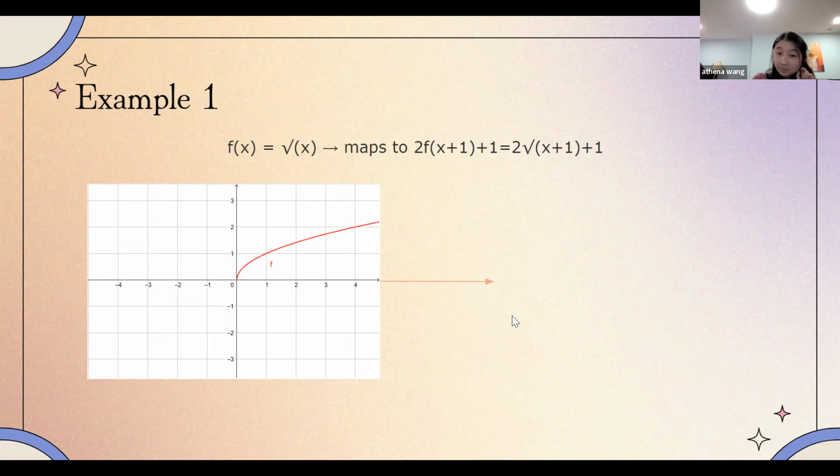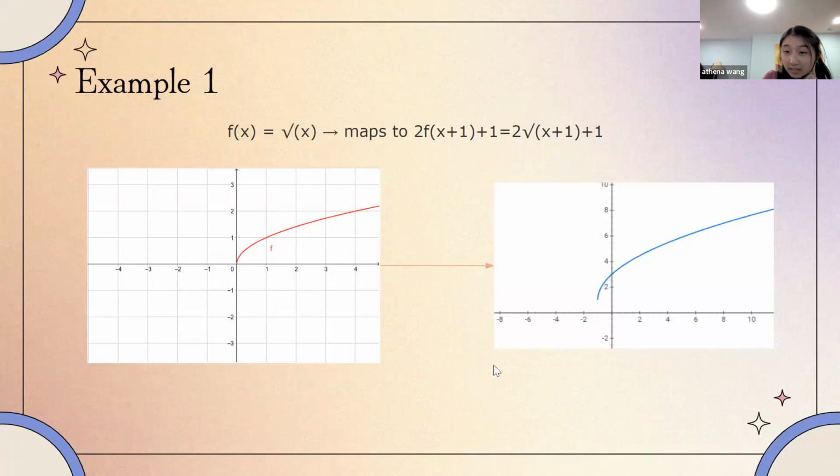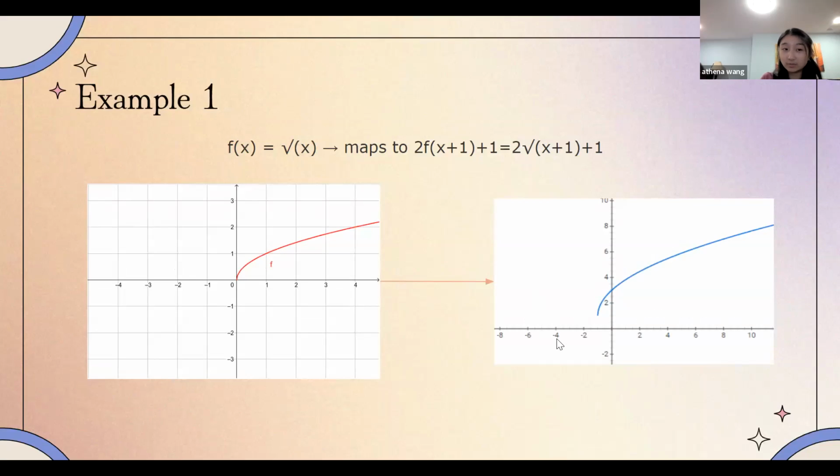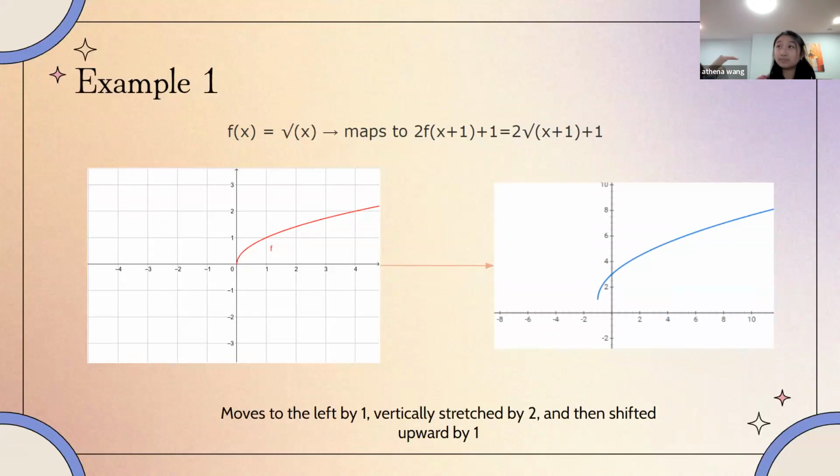Okay, so you should have gotten this graph. So you shift to the left by 1 because we first do what's inside the function first, and then we vertically multiply it by 2, and then we shift it upwards by 1. Okay. Actually, I think I said a lie back there.